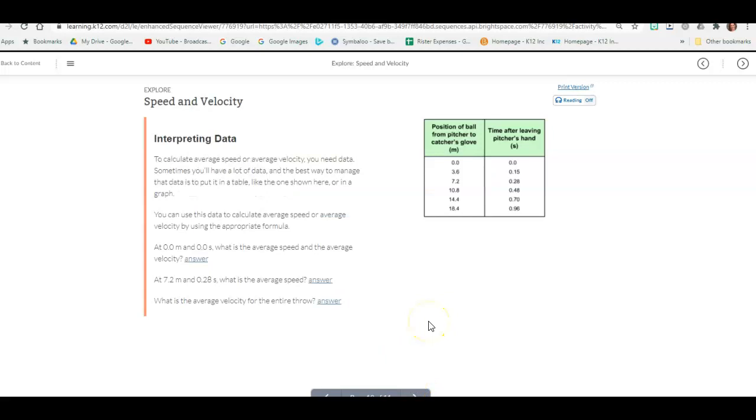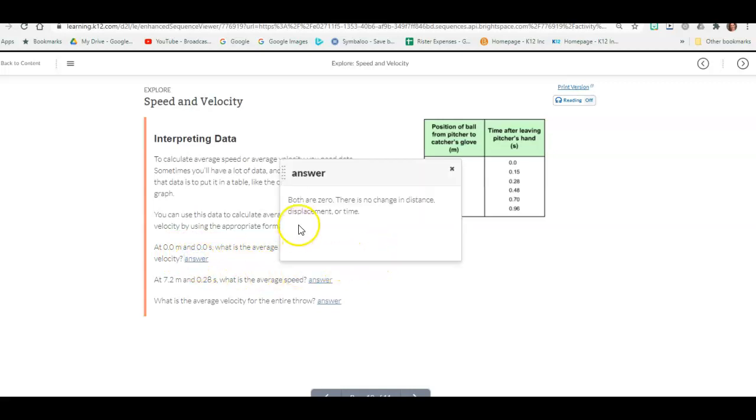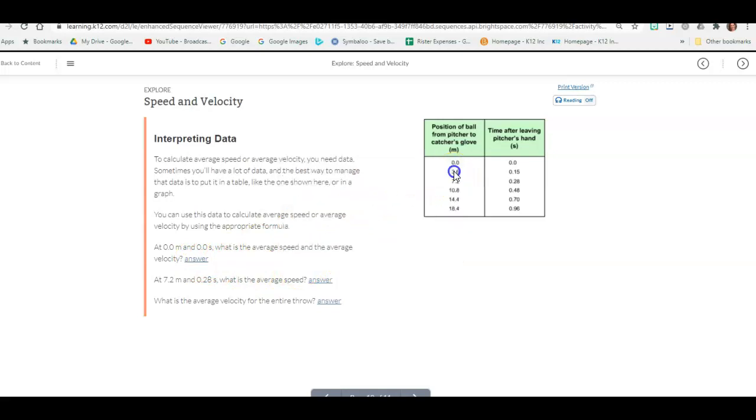Interpreting data. So to calculate the average speed or average velocity, you need data. Sometimes you'll have a lot of data, and the best way to manage it is to put it in a table like the one shown here. You can use this data to calculate average speed or average velocity by using the appropriate formula. So again, more practice here. At 0.0 meters and 0.0 seconds, what is the average speed and the average velocity? So our answer there, both would be 0 because there is no change in distance, displacement, or time.